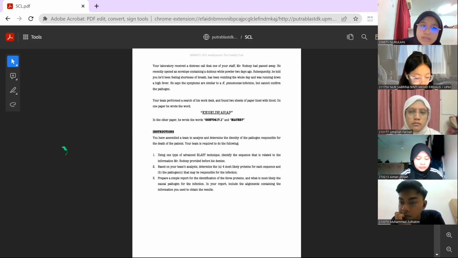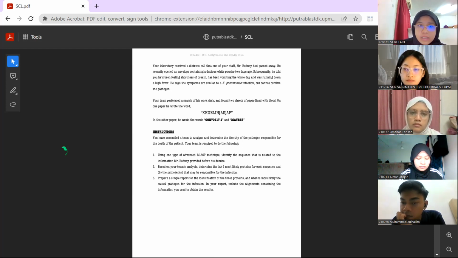Another potential pathogen is Clostridium difficile, which matched the query pattern. Although this sequence was not found at the beginning of the result, the possibility of C. difficile causing Mr. Rodney's death should be considered.